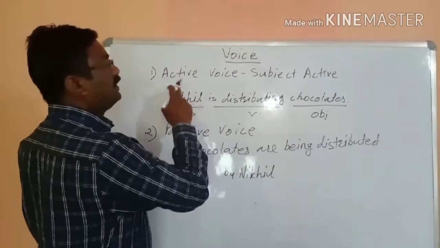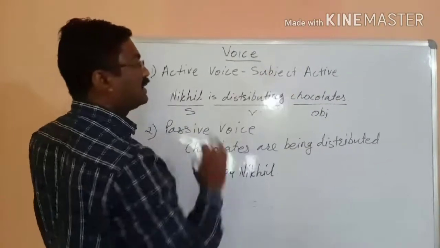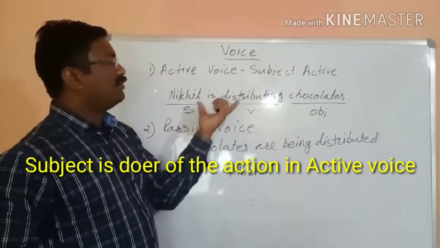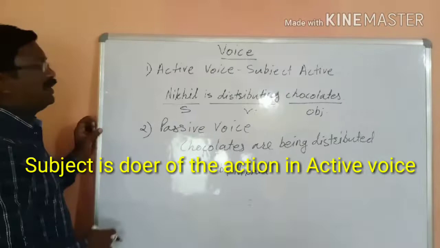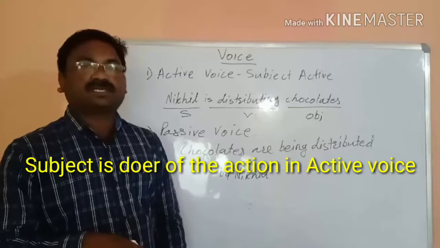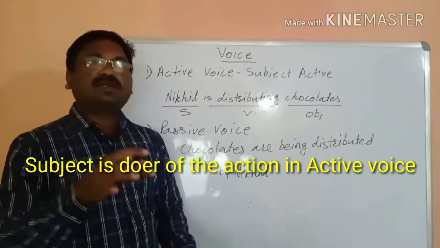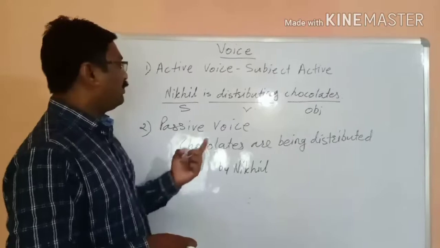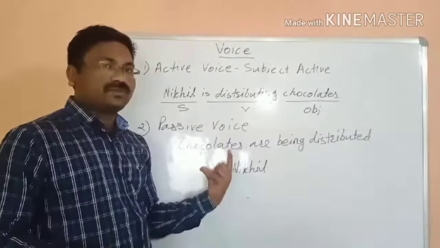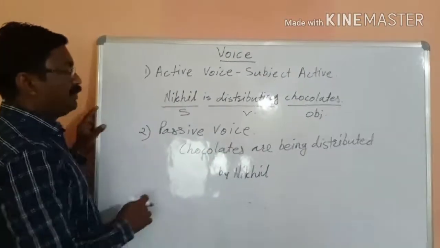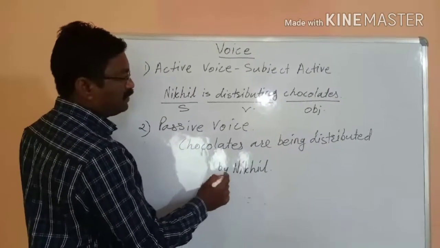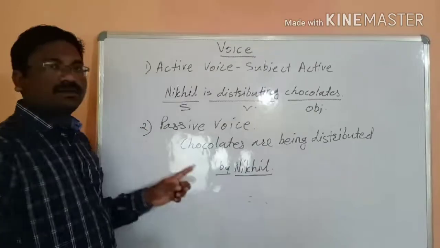Here, write down the definition. Subject is active in the active voice. Who is the doer of the action, that has importance in active voice, whereas in passive voice the action is done upon the subject. So it is called passive voice. Here the subject is not passive, the object becomes passive. And when we want to make passive voice, we use 'by' as an indicator of the subject there.